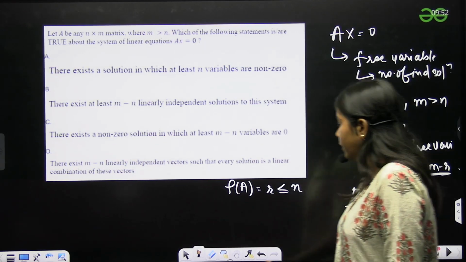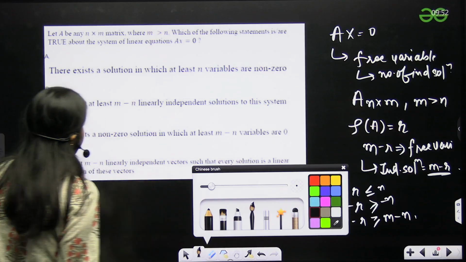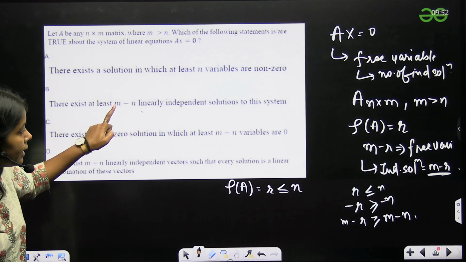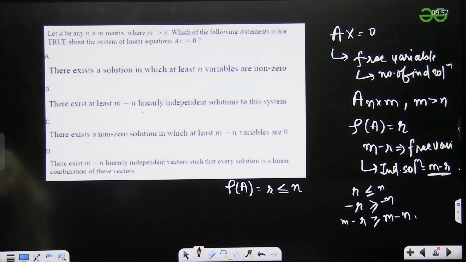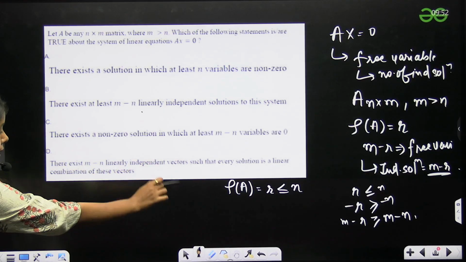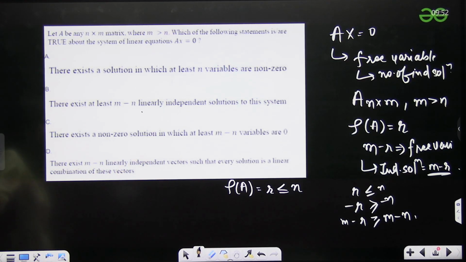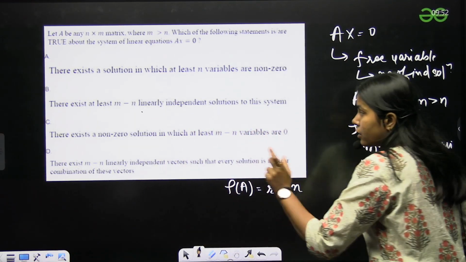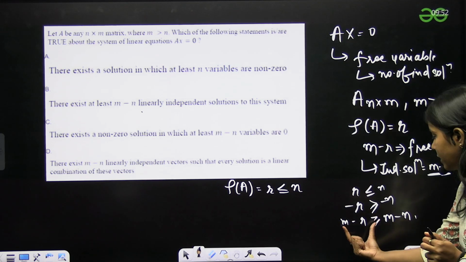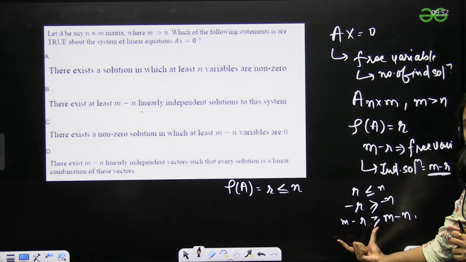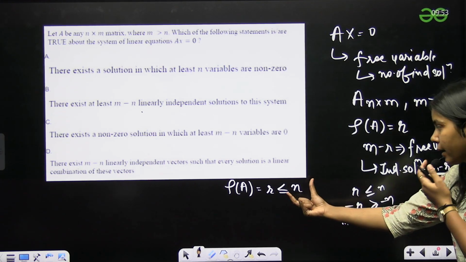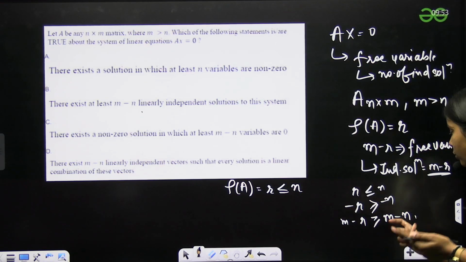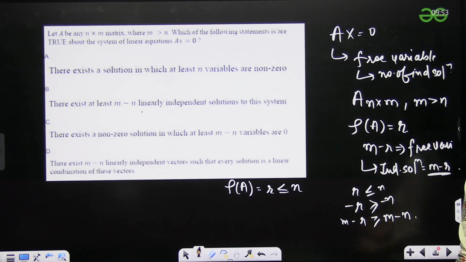Right? So now let's see the statement. There exist at least m minus n linearly independent solutions to this system, and they have said that there exist m minus n linearly independent vectors such that every solution is a linear combination of these vectors. अच्छा, अब इसको बढ़ते हैं. m minus n linearly independent solutions at least मिलेंगे. Obviously ना, rank है तो मुझे ज़्यादा ही मिल रहे हैं, right? At least m minus n तो मिलेंगे ही मिलेंगे.